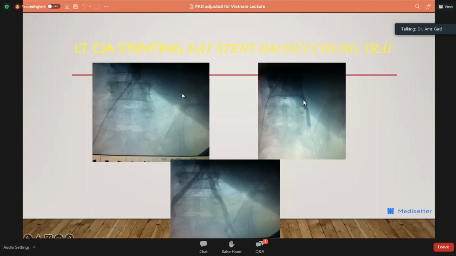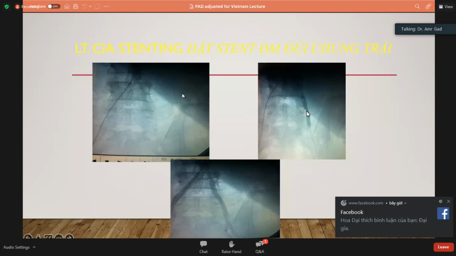When we inflated the balloon, you found here stenosis. This area, we call it waist, as if the waist of the one. When we inflate it completely, the waist disappears. After that, we do completion angiography. We found the contrast is going very well after this balloon angioplasty.